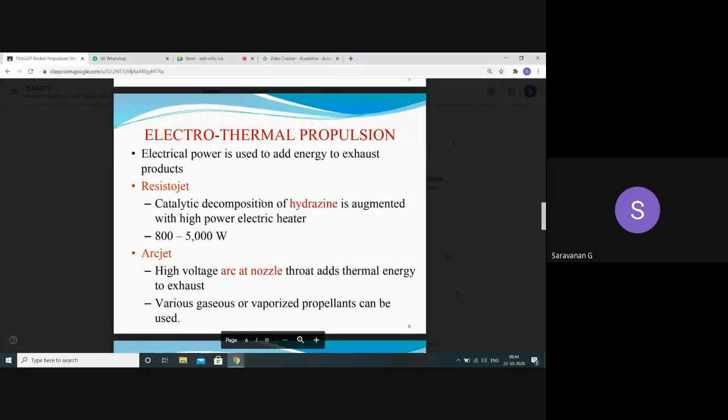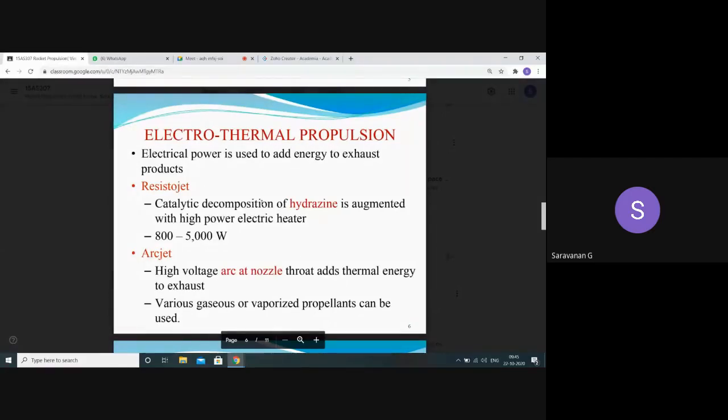So we have two methods. One is the resistojet, the second one is the arcjet. The resistojet is a wall-type system. We have catalytic decomposition, and in this system, as I mentioned, it is thermal, so we have a thermal energy system. How do we achieve it here? Using a chemical known as hydrogen. There we go for catalytic decomposition of the hydrogen, which is augmented with a high electric power heater.